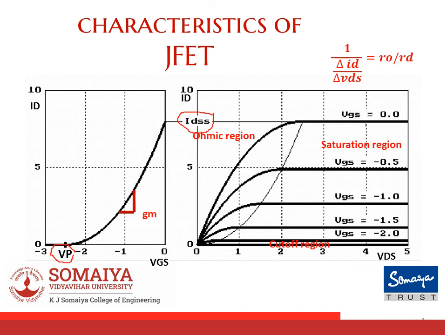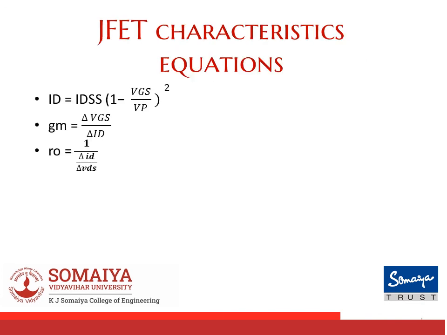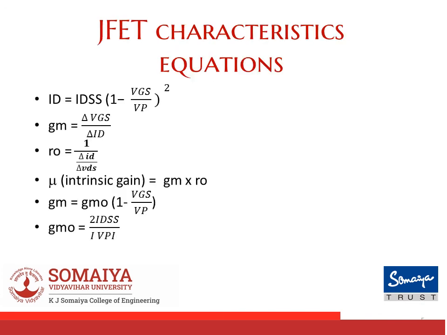I can also find out my output resistance RO, which is the inverse of the slope of the output characteristics. RO, or internal resistance RD, can be given as 1 upon change in ID due to change in VDS. Let's talk about various characteristic equations in JFET. The first being ID equal to IDSS into the bracket 1 minus VGS by VP, the whole squared. Next, GM equals change in ID with change in VGS. Then I have my output resistance, which is the inverse of change in ID with change in VDS.